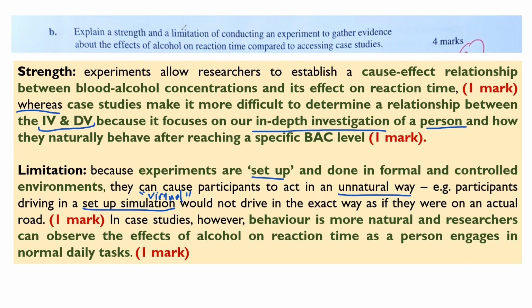You can see here, the structure that I've used might be different from the structure that you've used. What I've done is talk about a strength of an experiment, and contrast that with a limitation of a case study. Then I've talked about a limitation of an experiment and contrasted that with an advantage of a case study. You don't have to do it this way. You can just talk about strength of experiment, strength of case study, limitation of experiment, limitation of case study. That's just the way I did it, but this is not the only way to write it up.